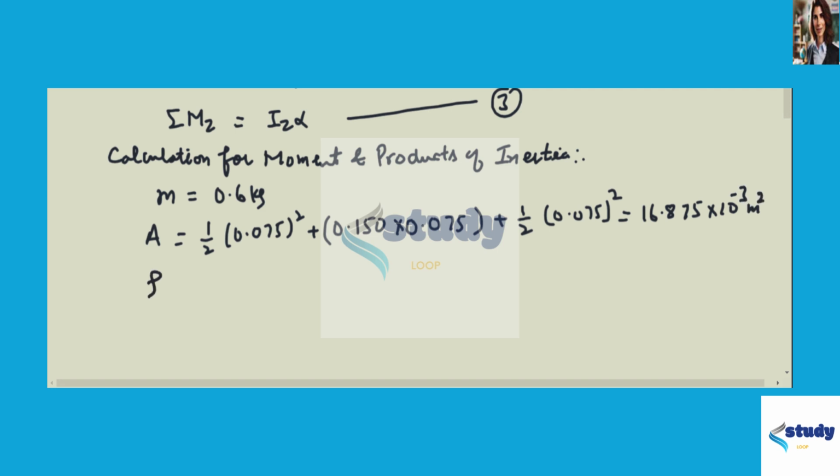So density, mass per unit area, you may calculate. It is not a volume density, it is area density. Mass is 0.6, area we have calculated as 16.875 10 to the power minus 3. So density you will get 35.556 kg per meter square.